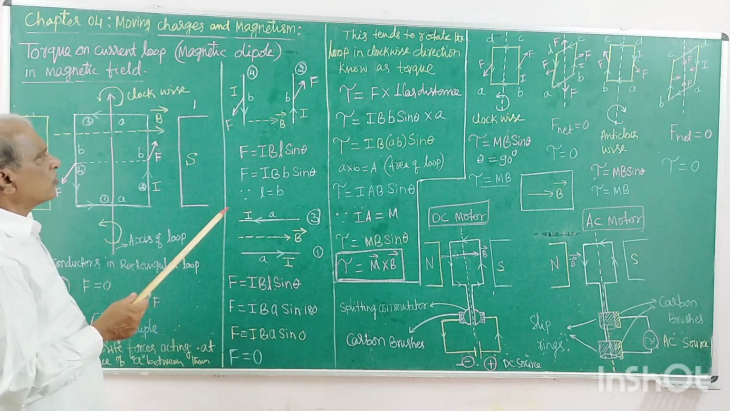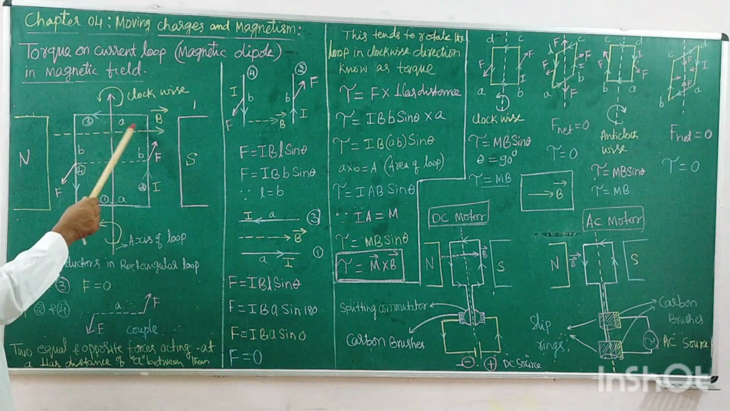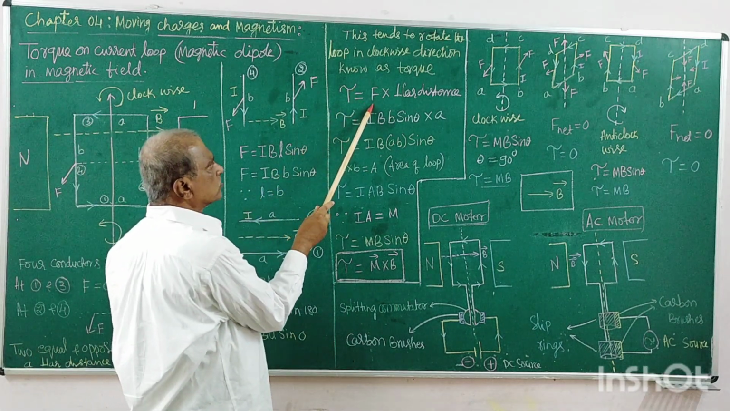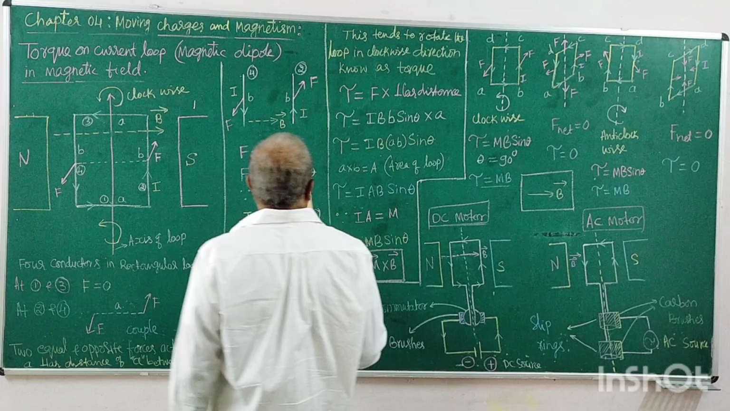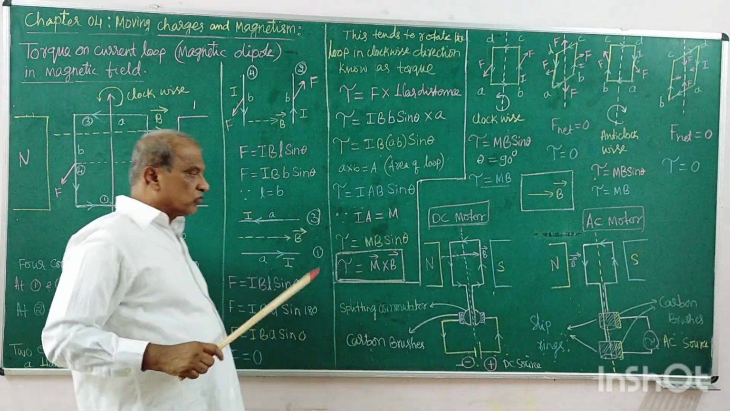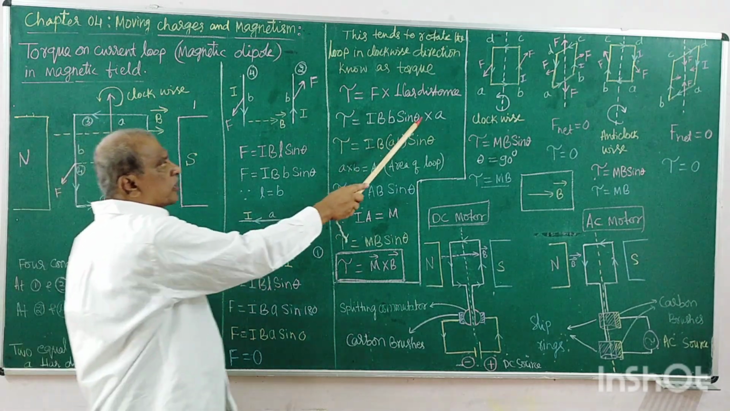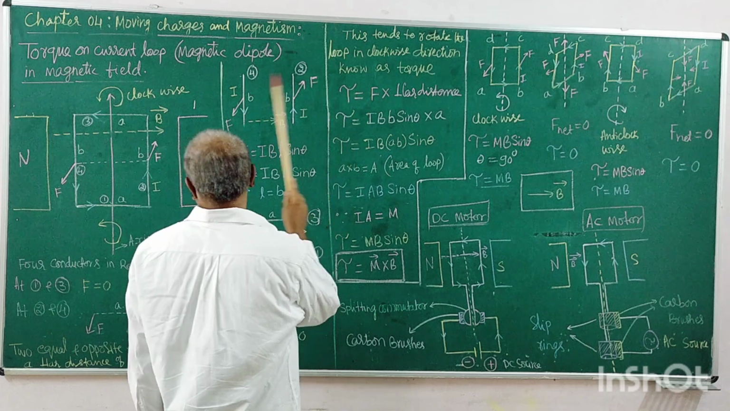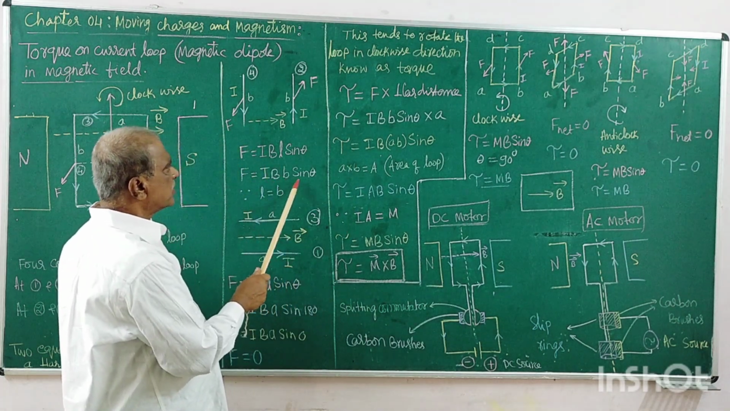So what is the torque force? Definition of torque force: the torque force acting on this rectangular loop is the force, you can take any one of the forces, both forces are the same, and the perpendicular distance between them. That is a perpendicular distance. A is a perpendicular distance. The force acting at the point is I B B sin theta.